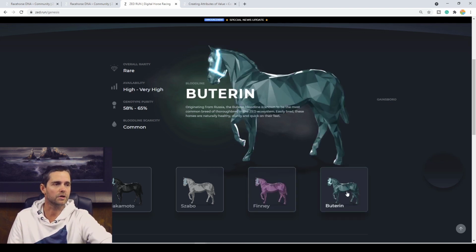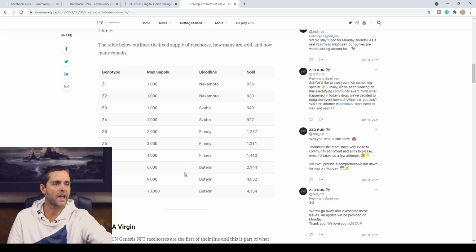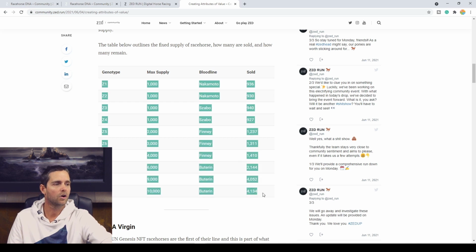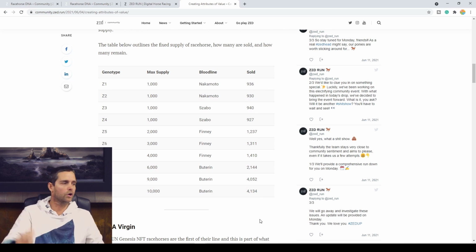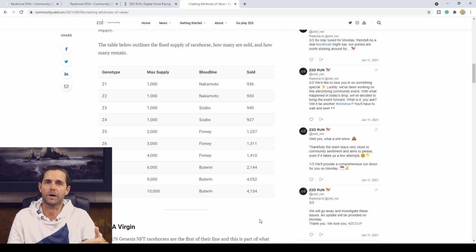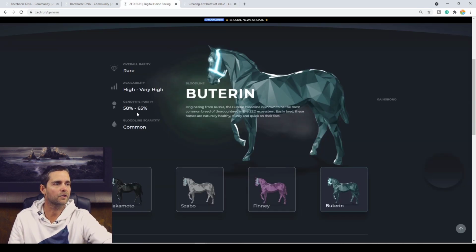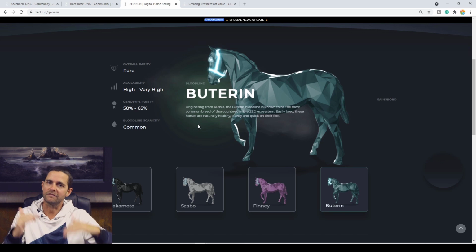And then as we move to the Buterins, we can see from a rarity standpoint, the Z8s have 6,000, the 9s 9,000, and the 10s have 10,000 to make up that total supply of 38,000. These sold figures are not necessarily correct. At the recording of this video, it's early July 2021, and it looks like there's one more Genesis drop coming from Zed Run itself, and then that is probably all we have left. I'll keep you updated in this series exactly where we are with those as we move forward. And then of course the Buterin's genotype purity is 58 to 65%.